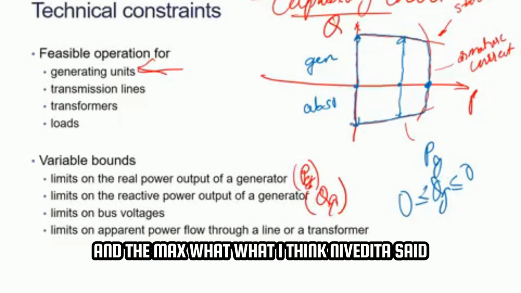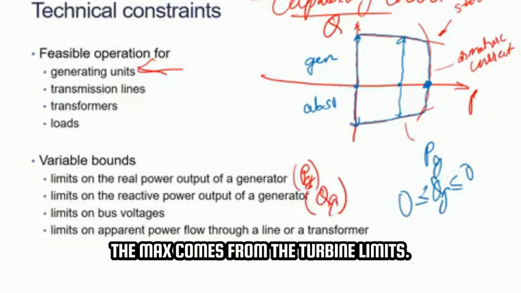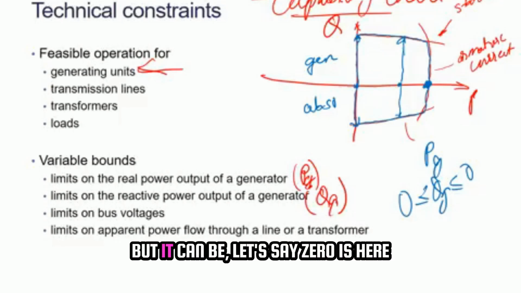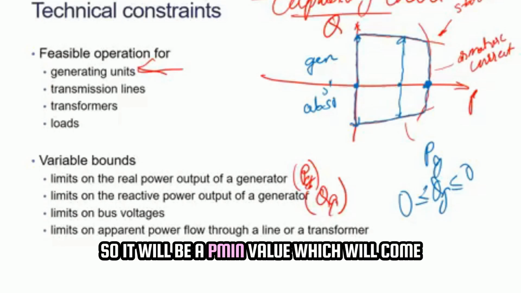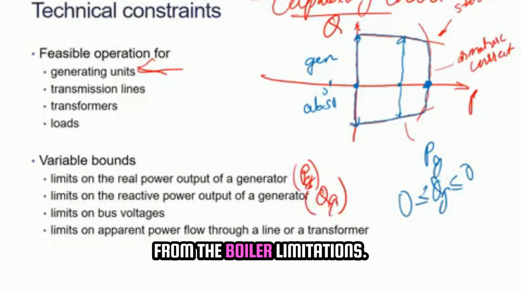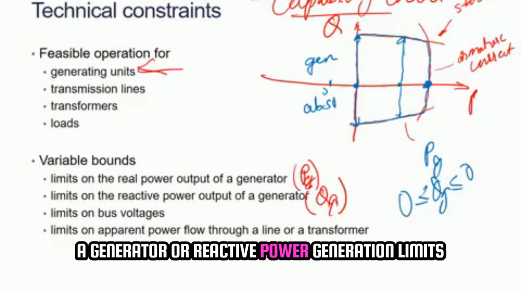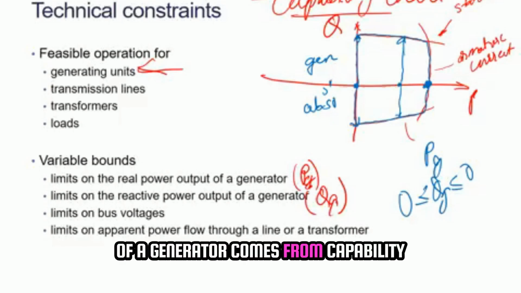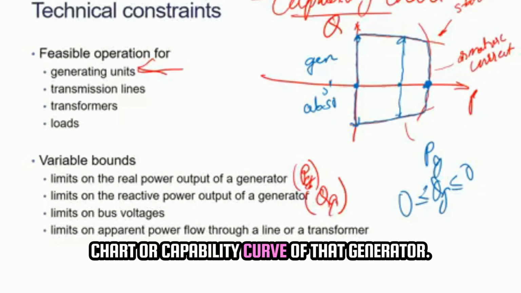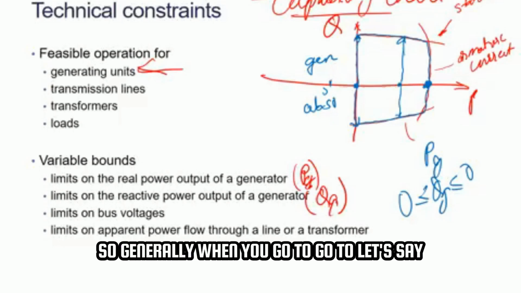And the max, what I think Nivedita said, comes from the turbine limits, this maximum value. The minimum I'm keeping as 0, but it can be, let's say, starting from this value, so it will be a Pmin value which comes from the boiler limitations. That logic is anyway there, so I'm not disturbing it. The only thing is that the Q limits, or reactive power generation limits, of a generator come from the capability chart or capability curve of that generator.